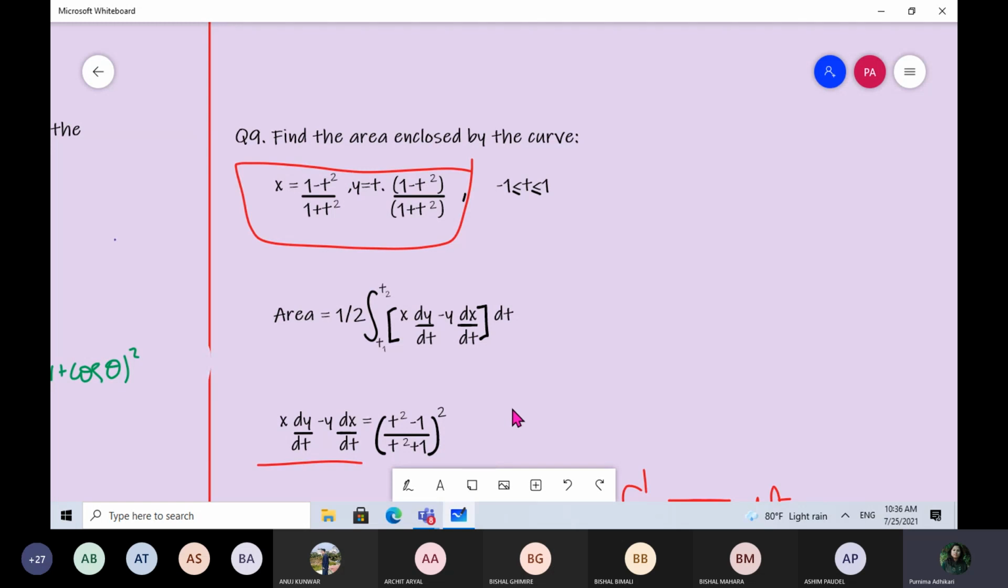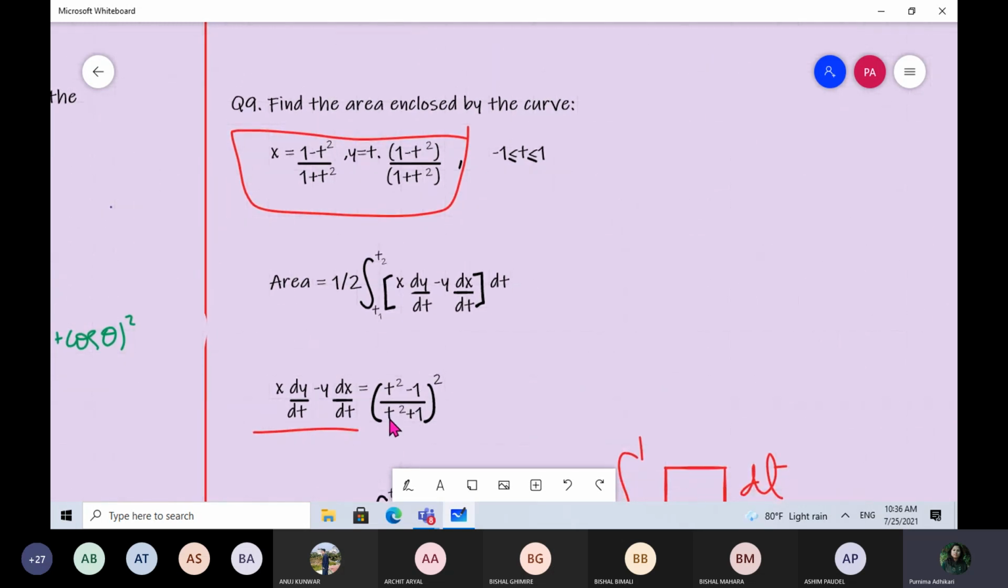I will be giving you the direct result, and you can cross check: you will get (t square minus 1) over (t square plus 1) whole square, and then we have to integrate this function with respect to t. So can you tell me how to integrate this function, t square minus 1 over t square plus 1 whole square? How to integrate this?